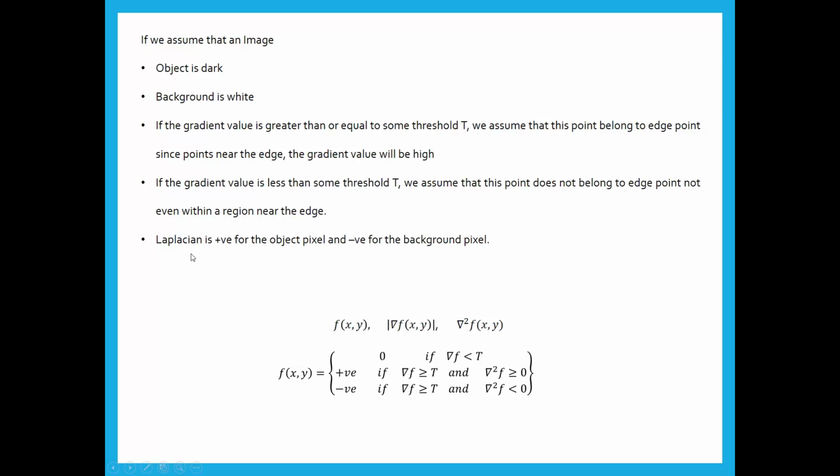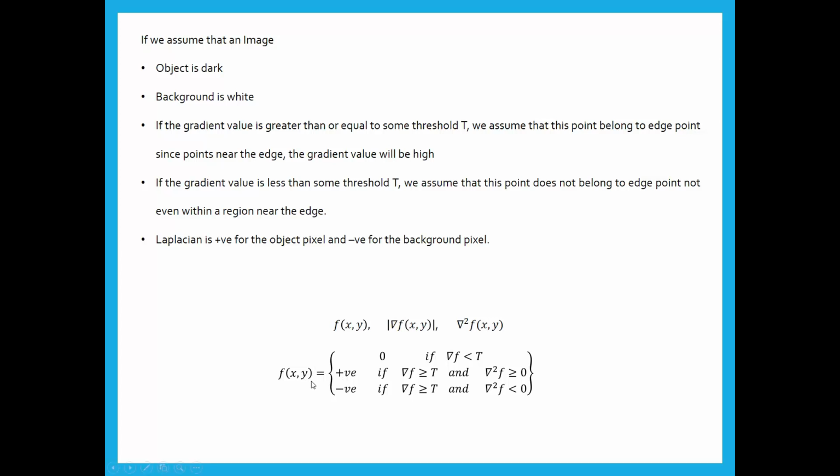Now, Laplacian is positive for the object pixel and negative for the background pixel. That comes under the assumption that the object is dark and the background is bright. So f of x comma y represents the object, del f of x comma y represents the gradient, and del square f of x comma y represents the Laplacian. So f of x comma y is equal to 0 if the gradient is less than a certain threshold value, so it does not belong to an object or to pixels that are near the object.